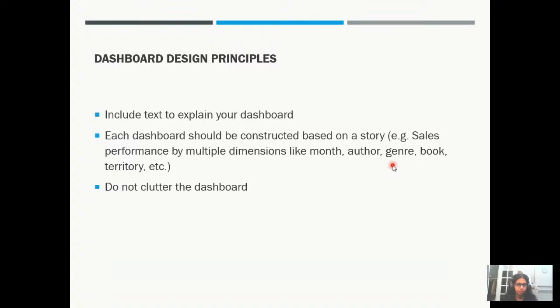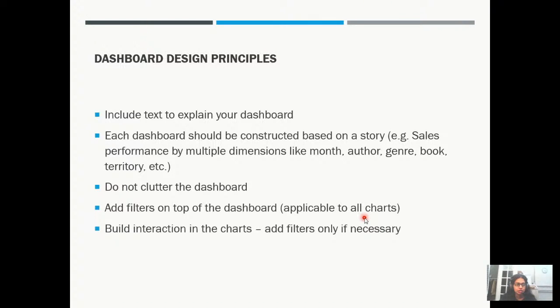Do not clutter the dashboard. Always make sure there is enough white space and enough text to read and understand. Add filters on top of the dashboard. When you add a filter, make sure it is applicable to all charts. Do not add a filter that is applicable only to one chart in a dashboard. That is very confusing for the readers. And then build interactions in the charts, or add filters only if necessary. This is a little bit advanced, adding interactions. For this purpose, I will share another article with Chanukya, and he will upload it in the DeFi side.